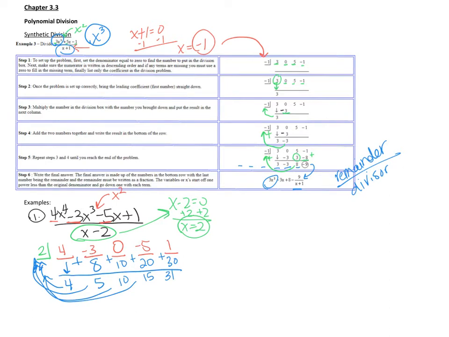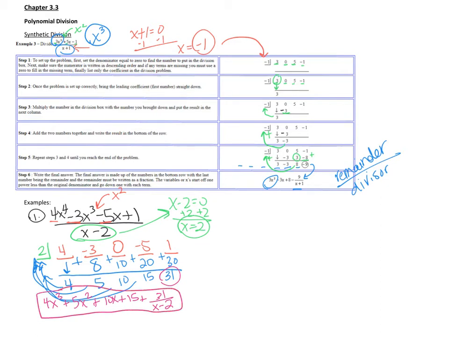So now I'm going to go through and write my answer. Remember, the last number becomes my remainder. So I'm going to have 31 over that divisor, x minus 2. Then I'm going to build backwards. So I'm going to add that to a 15, which is now my constant. I'm going to add that to a 10 with an x. Add that to a 5 with an x squared. And add that to a 4 with an x cubed. And that would be my final answer.